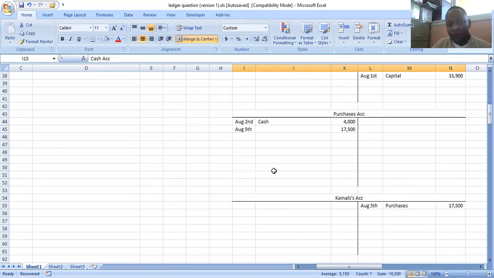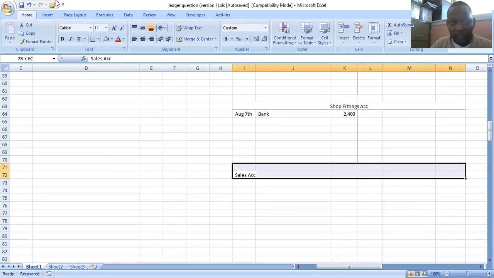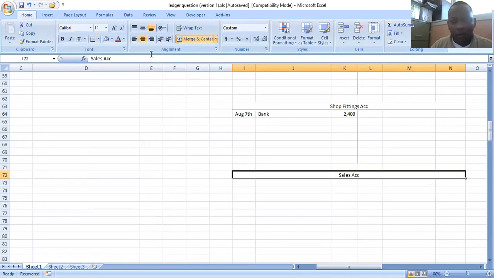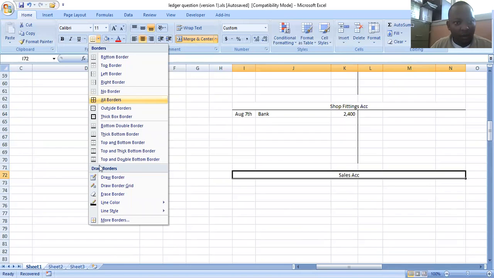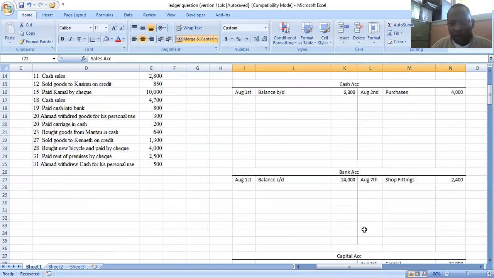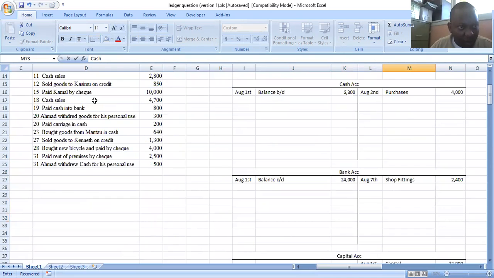So we open a sales account. We open sales account. And credit, being that this is a revenue that is increasing. So credit sales, that is on 11th of August. August 11th, we credit sales by cash. And the amount is 2,800.